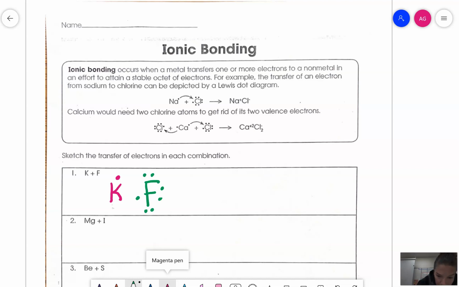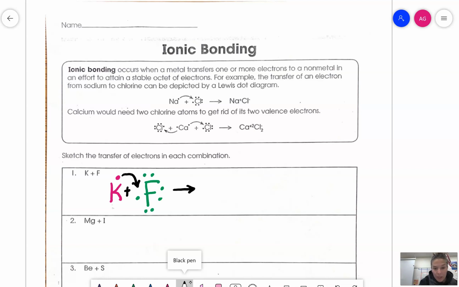Okay, need to make sure that I'm going to put that in there just so it makes sense. Now, it's best to do this with different colored pens, just so you can easily track the movement. So what's going to happen then is potassium wants to get rid of its electron. Fluorine really wants that electron. It's going to give its electron over here to that fluorine atom.